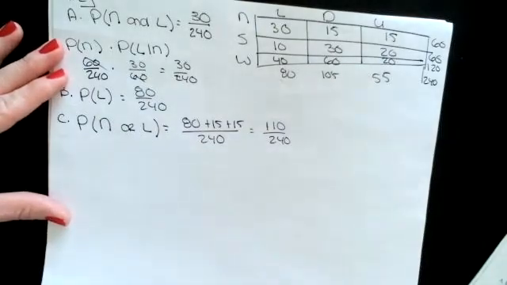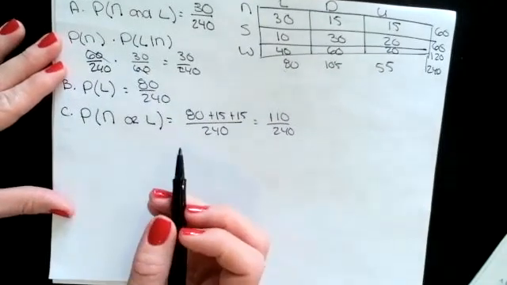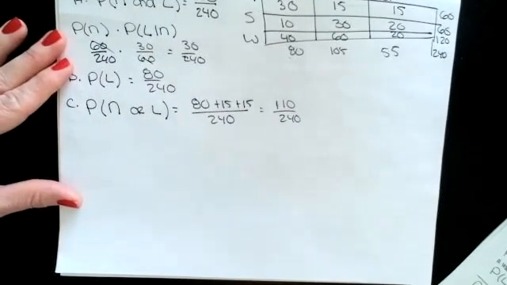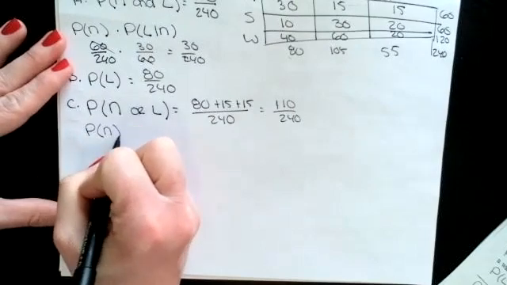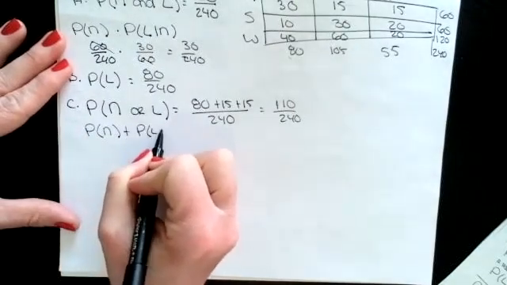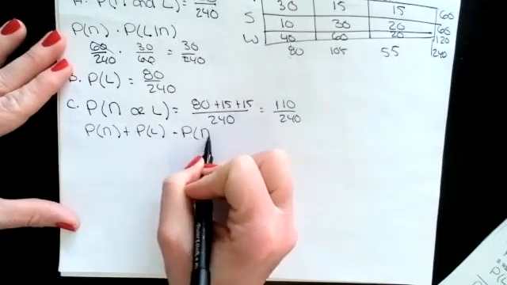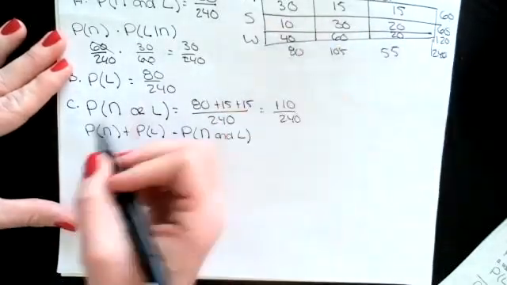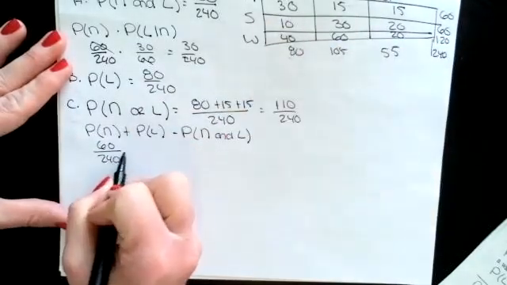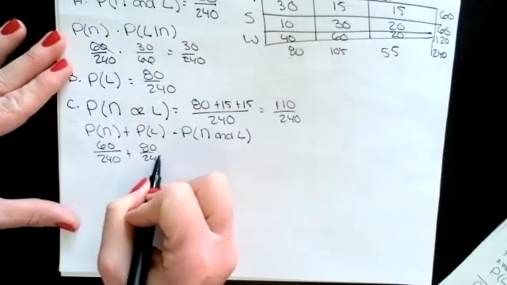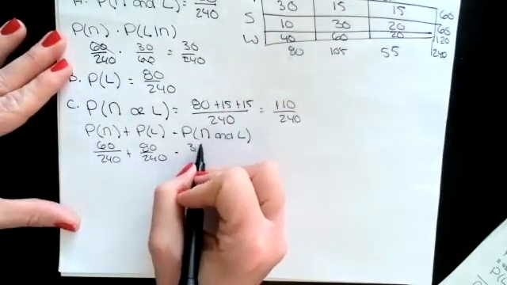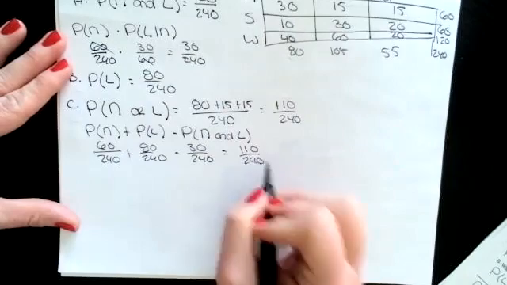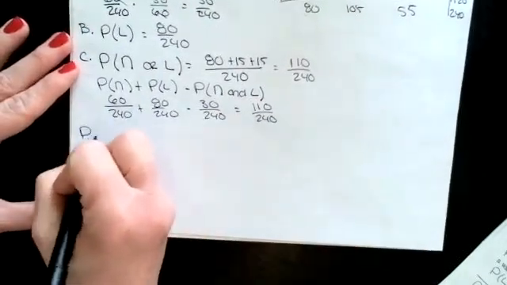Now, if we were going to look at this with the rules for probability and the formulas, then I'm looking at the probability of N plus the probability of L minus the probability of N and L. That's the overlap. So the probability of N is 60 over 240 plus L, which is 80 over 240, minus the combination of the two, which is 30 over 240, which gives me the same answer, 110 over 240.